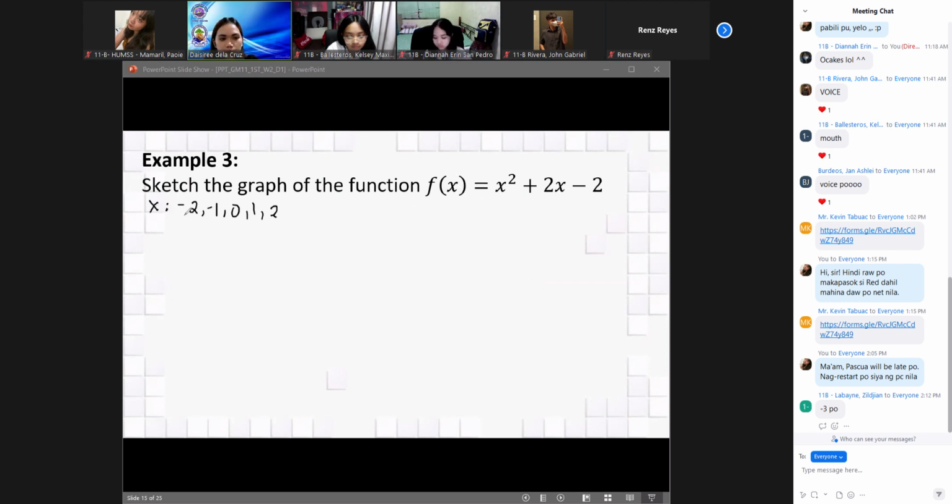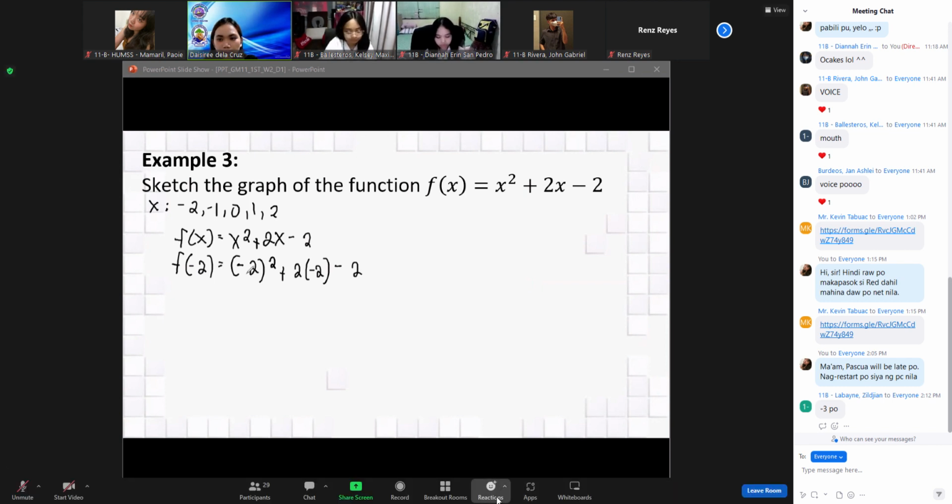So, ito yung input, and then this will be our function. For number 1, yung negative 2, so f of x is equals to x squared plus 2x minus 2. Okay, so first gamitin muna natin si f of negative 2. Then, substitute lang natin sa value ng x. So, we have negative 2 squared plus 2 times negative 2 minus 2. Nakakasunod, 11B? Yung mga naka-off ng camera, nakakasunod pa ba? Yes po. Okay.